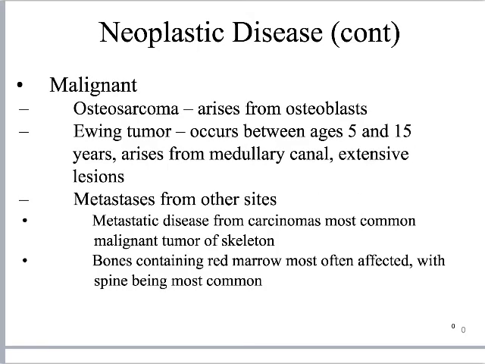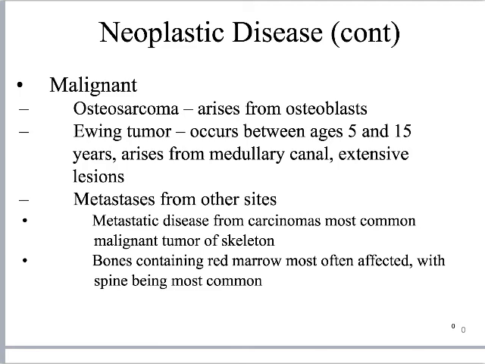The malignant ones, osteosarcoma arises from osteoblasts, and so we have additional very strange looking bones that form out of this tumor. The tumor is actually in the bone. Ewing tumors, this happens between ages 5 and 15, and it's within the medullary canal. And we'll see extensive lesions as it spreads throughout different bones in the body.